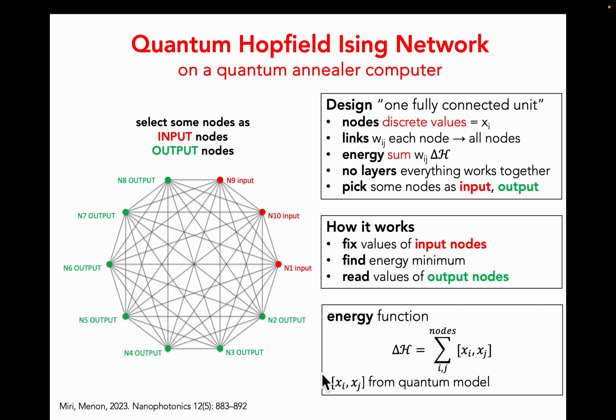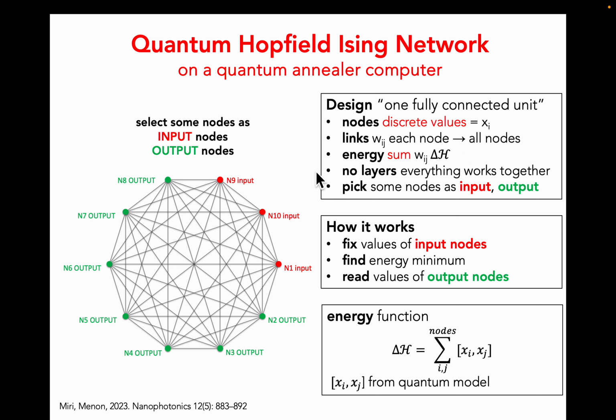Well, now let's look at what a Hopfield Ising network looks like. The design here is that it is a fully connected unit. The nodes only have discrete values. That's quantum mechanics. The links from one node lead to all the other nodes. So each node is connected to every other node. And there's a way of computing the sum of the energy of all these binary interactions using quantum mechanics.